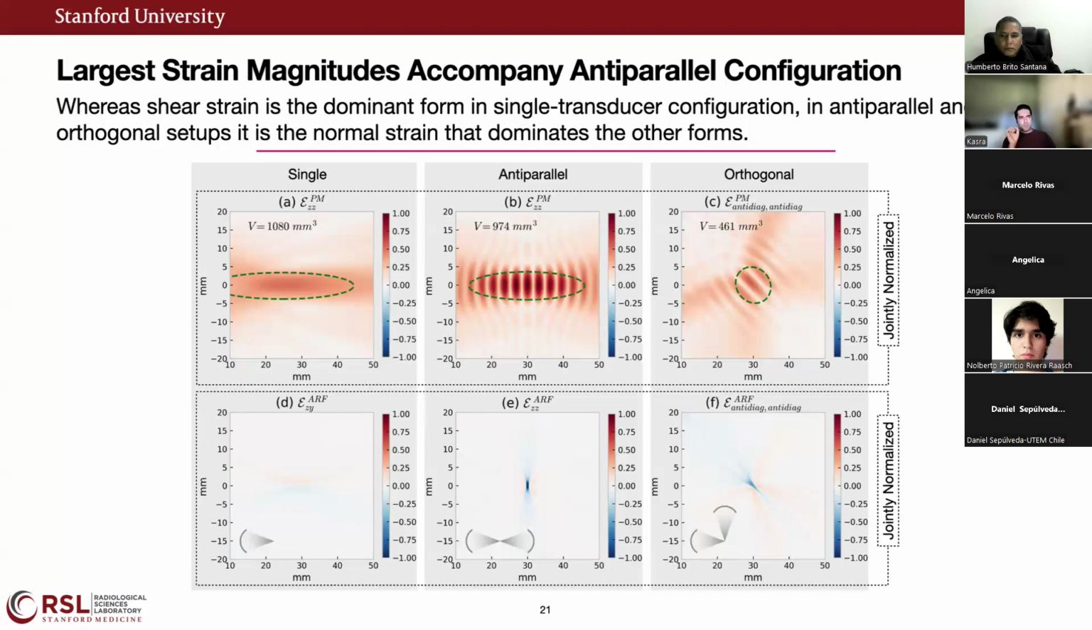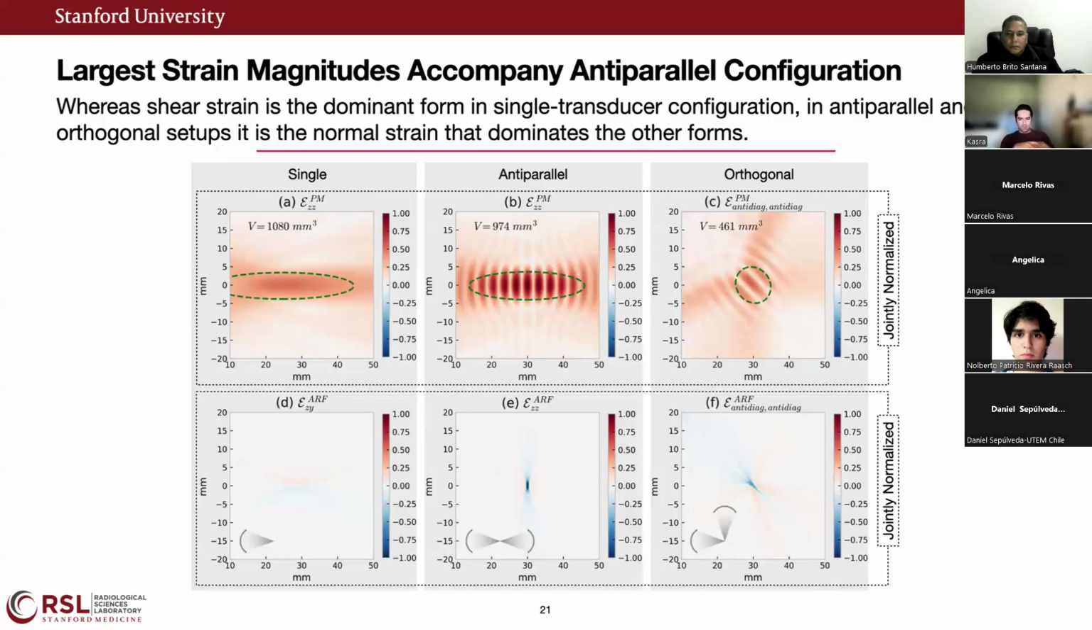Something else I should mention: in the top row, when we are thinking of the strain due to particle motion, the dominant one across the board is the normal component of strain. But when we look in the bottom row, we note that, for example, for a single transducer, it is the shear strain that was dominant compared to the other forms. Whereas for using a pair of transducers, either in the orthogonal setup or the anti-parallel setup, it is the normal strain again that dominates. And once again, it is the anti-parallel setup that in terms of the actual magnitude dominates the other two configurations.